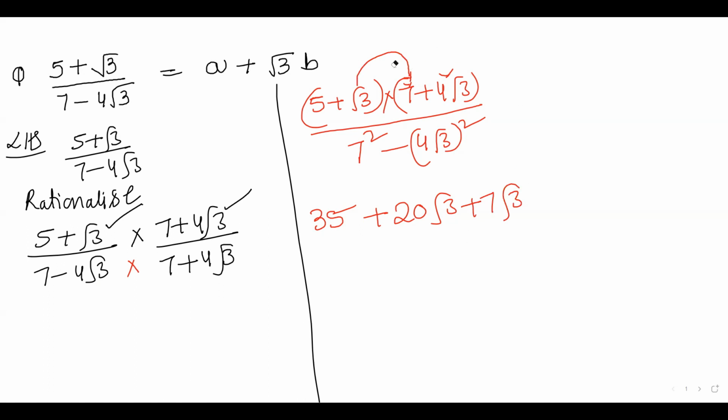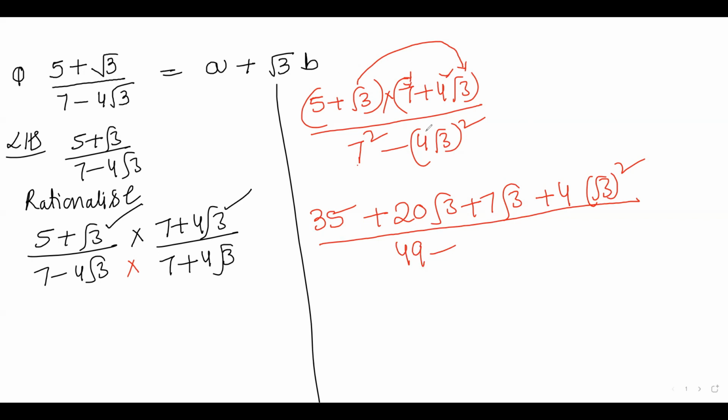Now root 3 into root 3. Root 3 into 4 root 3 is 4. Root 3 into root 3 is root 3 whole square. 7 square is 49. Here 4 and root 3 both will get square. Got it?